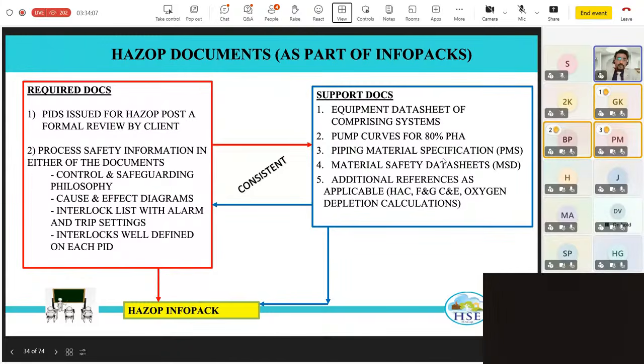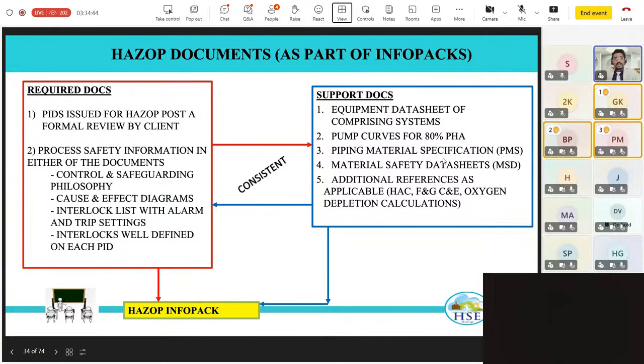Next, you have support documents, and what is important is that the data should be consistent with the required documents and the support documents. There shouldn't be discrepancies, in which case we are obligated to consider whatever is applicable. For a HAZOP, we would consider the data available on the PNID, but many times the equipment data would be contradicting, and that could lead to further delays in the forum. So that should not happen. The data should be consistent in the support documents as well. The support documents are basically the equipment data sheets of the comprising systems. All the equipment that are part of the PNIDs or the nodes or systems should be available in equipment data sheets.